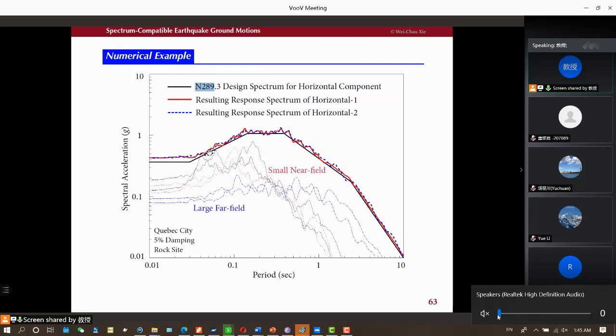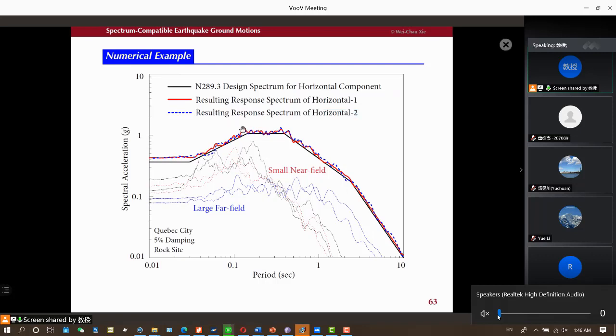Okay, so what we do is in the first direction, we select a horizontal time history. By applying empirical mode decomposition, we obtain J intrinsic mode functions, and we find the amplitudes and the frequencies. Okay, so time history 2 is given by this.